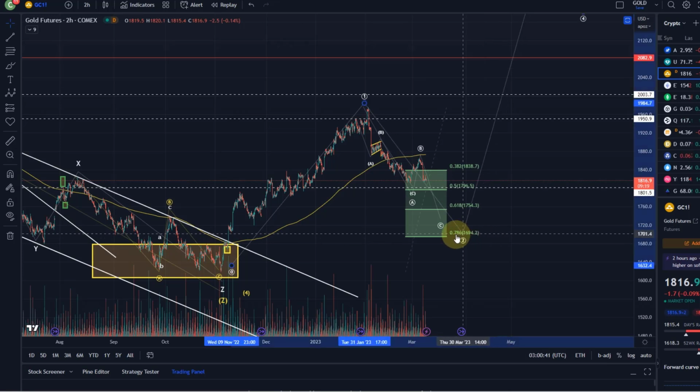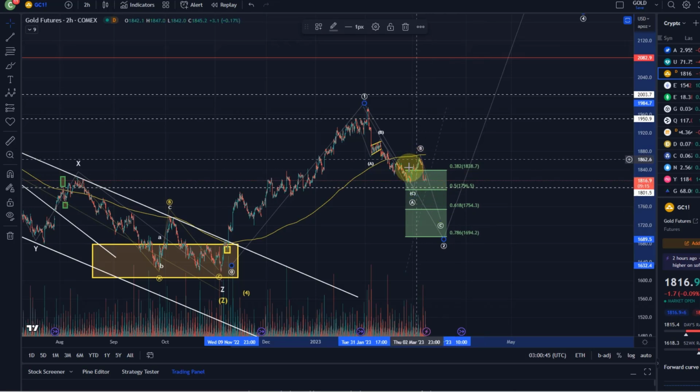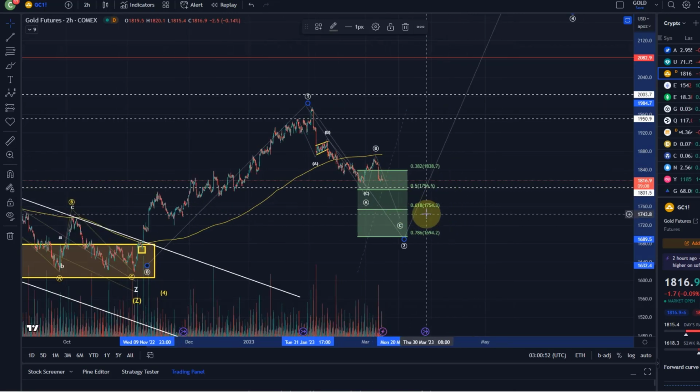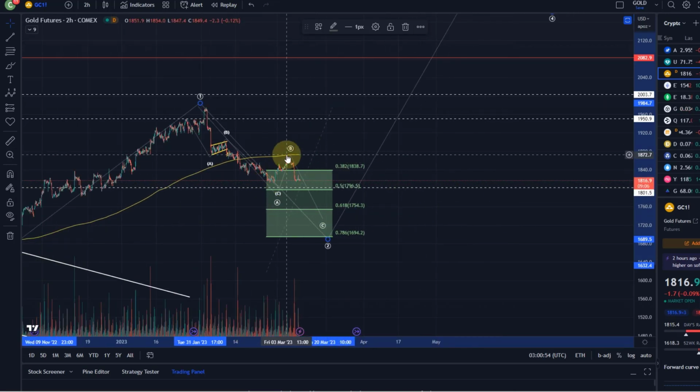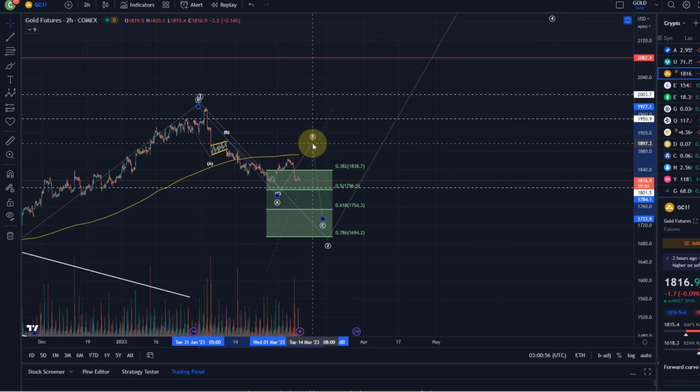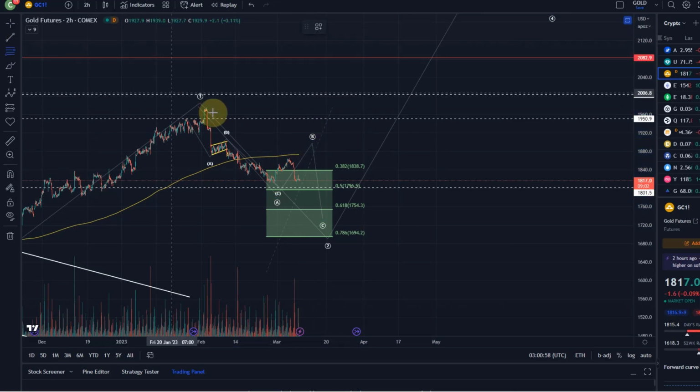And again, I can just warn you not to be too overly aggressive on the long side until we have a reversal signal. That's typically how it works, because we need that signal to confirm the trend change. And if we now get a larger B wave, which is still possible, what would be key resistance?